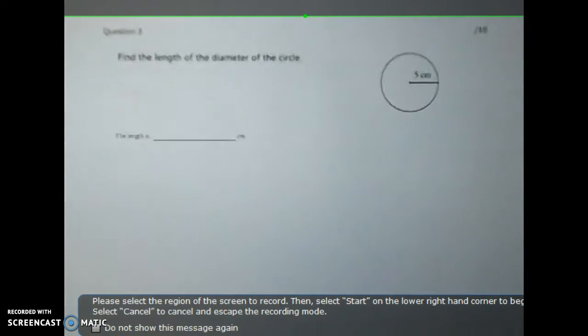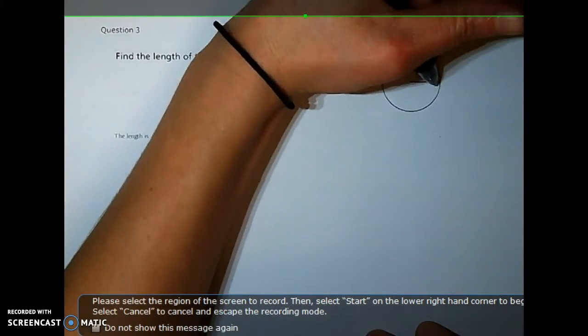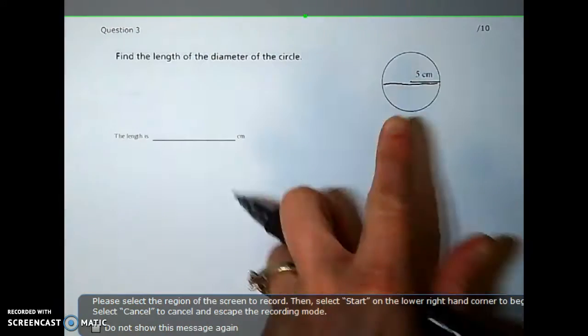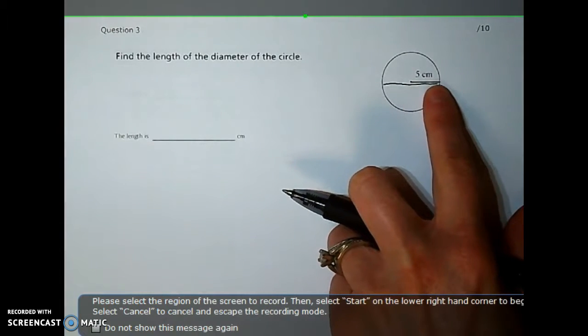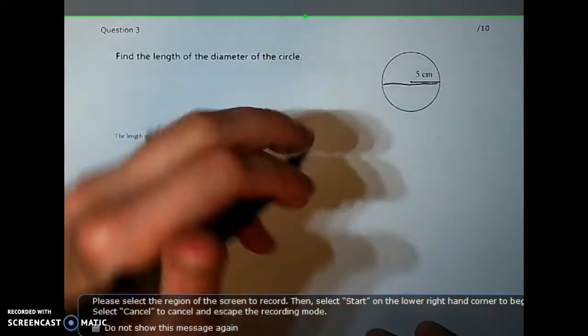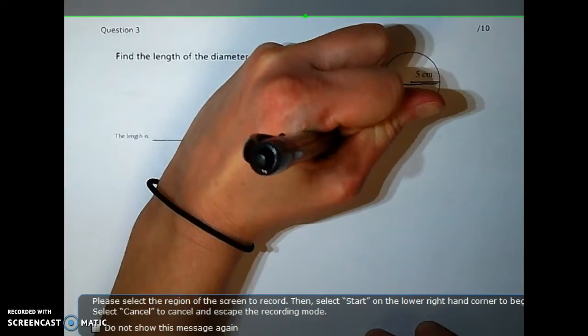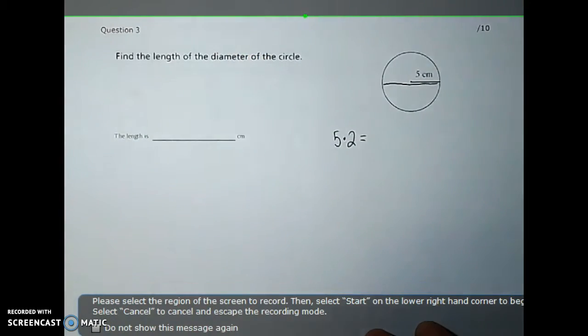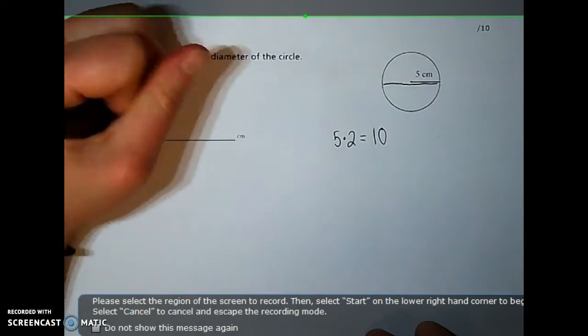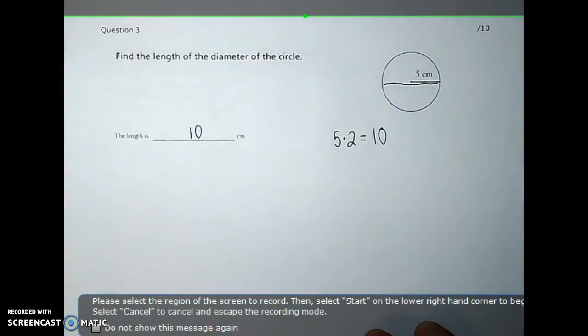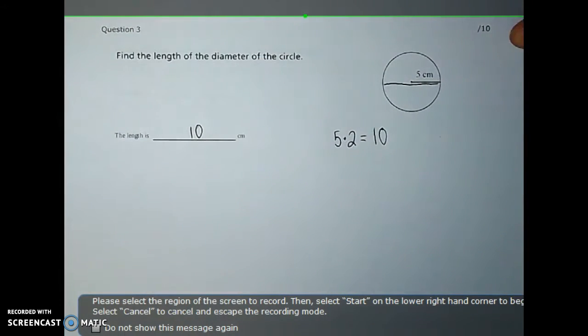The third question says, find the length of the diameter of the circle. Now we know that the diameter is all the way across, and the radius that's given is just halfway across. So to find the diameter, we have to take the radius and multiply by 2, and 5 times 2 gives us 10, and so the diameter of this circle is 10 centimeters.